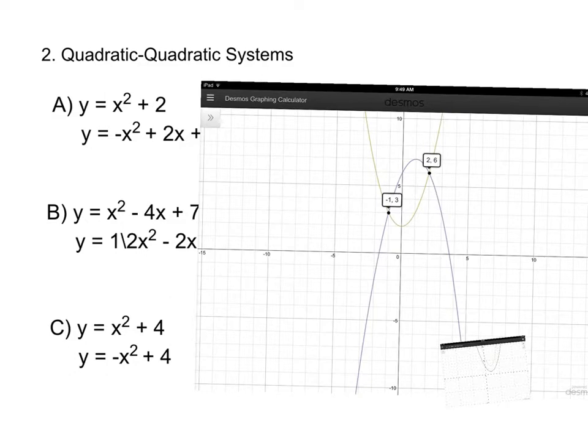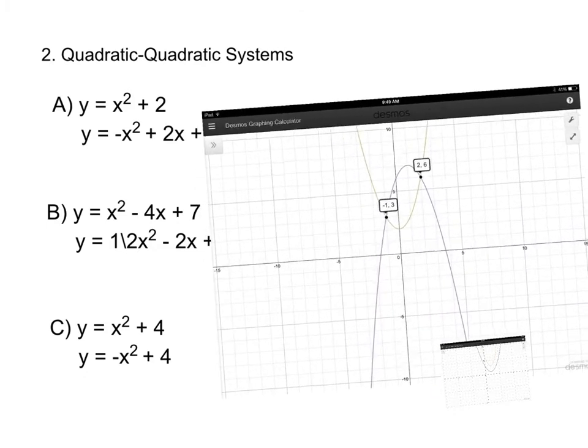You could have two solutions when you have one function opening up and one opening down. Or you could have it when they're both opening up or both opening down. I want you to think about what those might look like. But you could have two solutions.